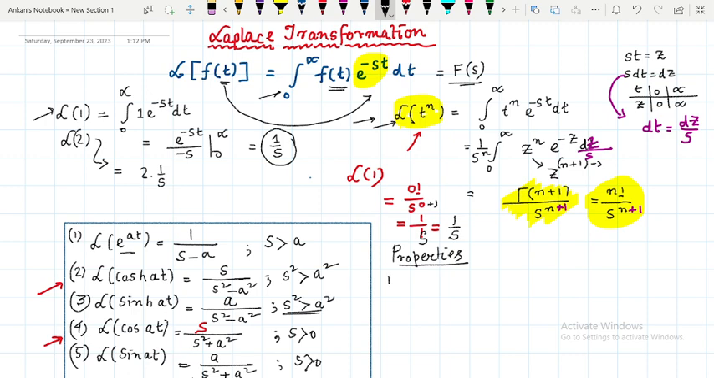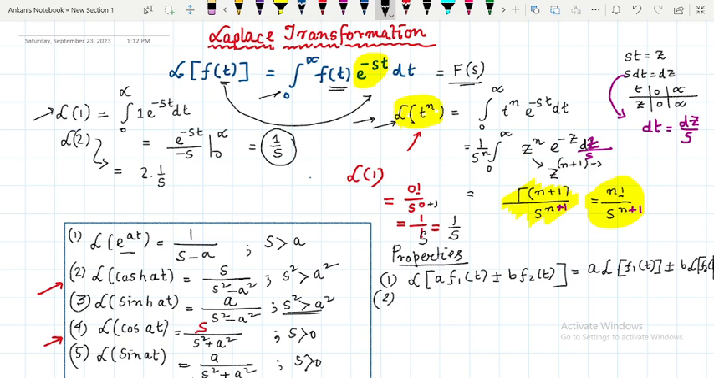The first property is called the linear property. The Laplace transform of some function f1(t) with some coefficient a, and f2(t) with coefficient b, plus or minus, will simply result in a times the Laplace transform of f1(t) plus or minus b times the Laplace transform of f2(t). This is called the linear property.